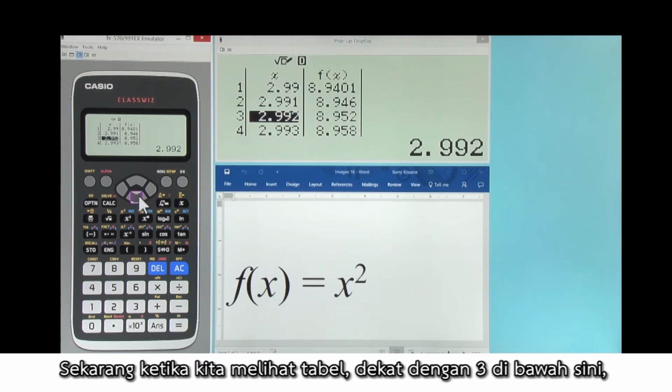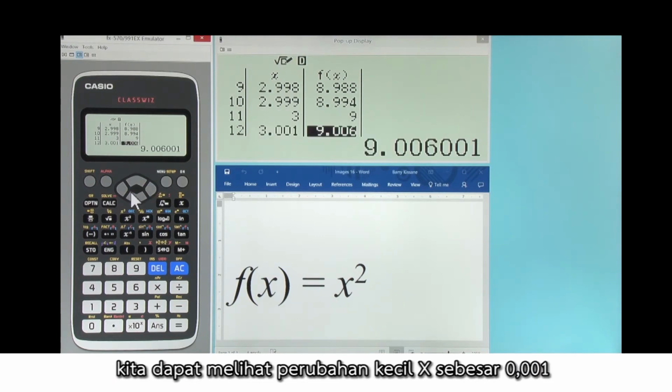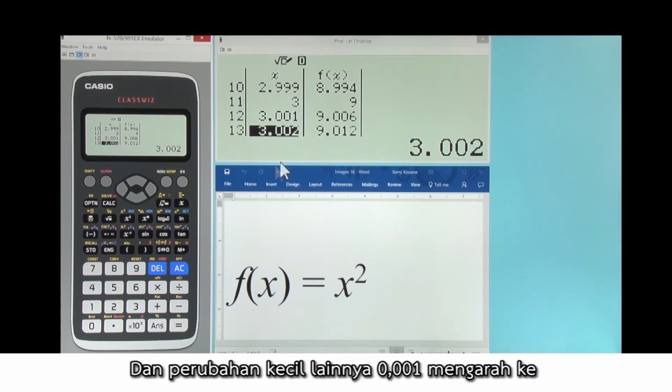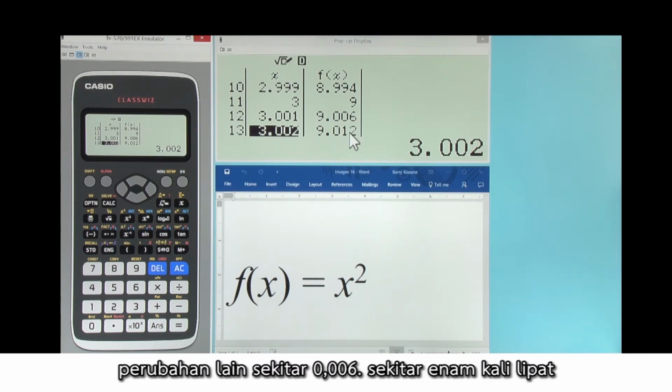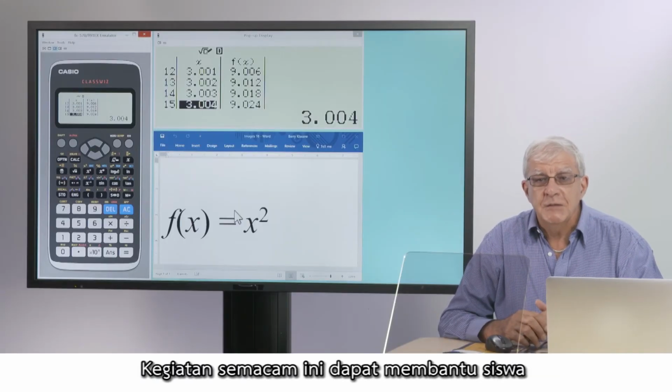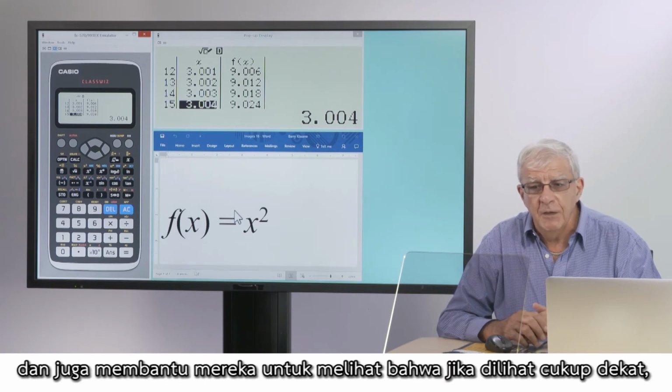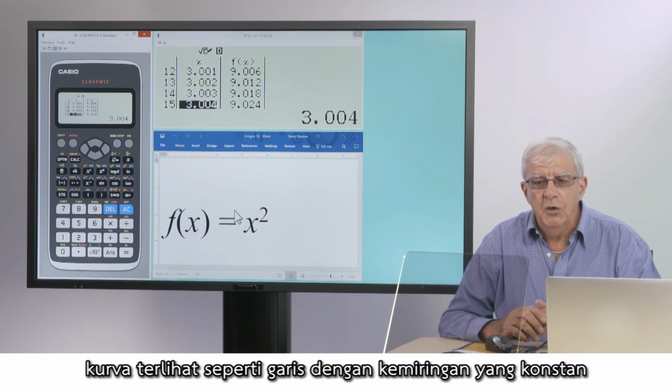Now when we look at the table, close to 3 down here, we can see a small change of x of 0.001 leads to a change of 0.006, 6 times as much in y. And another small change of 0.001 leads to another change of about 0.006, about 6 times as much. This kind of activity can help students to think about ideas of getting closer and closer to a point, and also help them to see that if you look closely enough, a curve looks like a line with a constant slope.